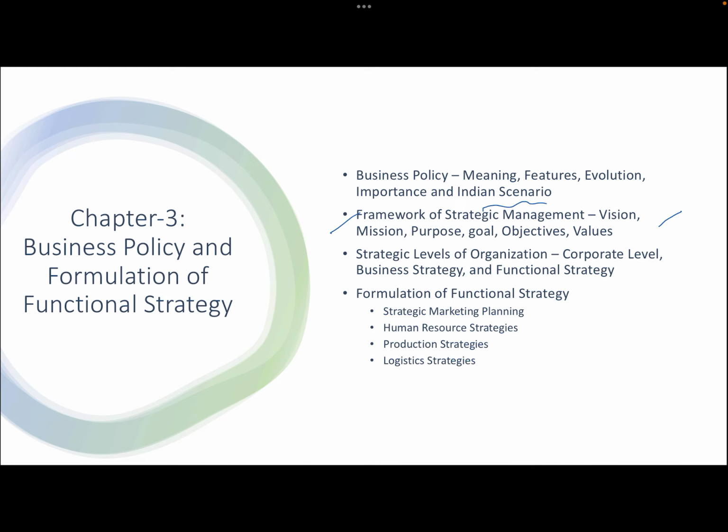And the third section deals with strategic levels of organization. In any organization, decisions will be made at different levels. So the highest level is corporate level strategies, followed by business level strategies, and then functional strategies. Functional strategies are more detailed strategies. So for each department or each function of the organization, strategies will be made. Those strategy processes we will discuss in detail in the fourth section. So let's start our journey of this chapter 3 with knowing the business policy and its meaning.